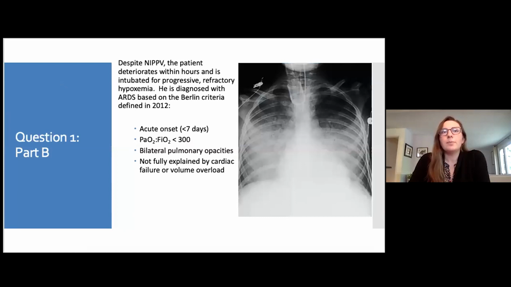So let's move on with this patient. Unfortunately, he does not get better. And despite the non-invasive, he deteriorates, is intubated for progressive refractory hypoxemia, and is diagnosed with ARDS based on the Berlin criteria defined in 2012. This is summarized below. This is a process that is acute in onset, less than 7 days. His P to F ratio is less than 300. He has bilateral pulmonary opacities, and they're not fully explained by cardiac failure or volume overload.